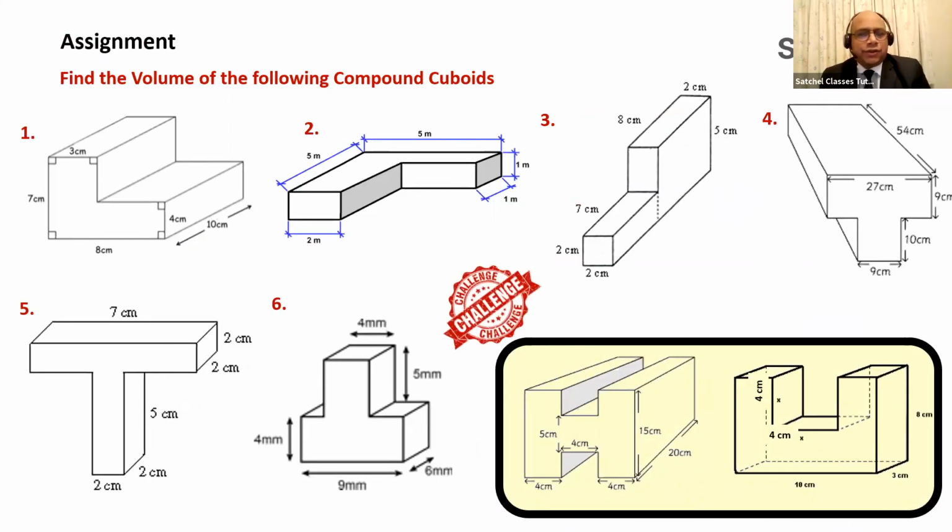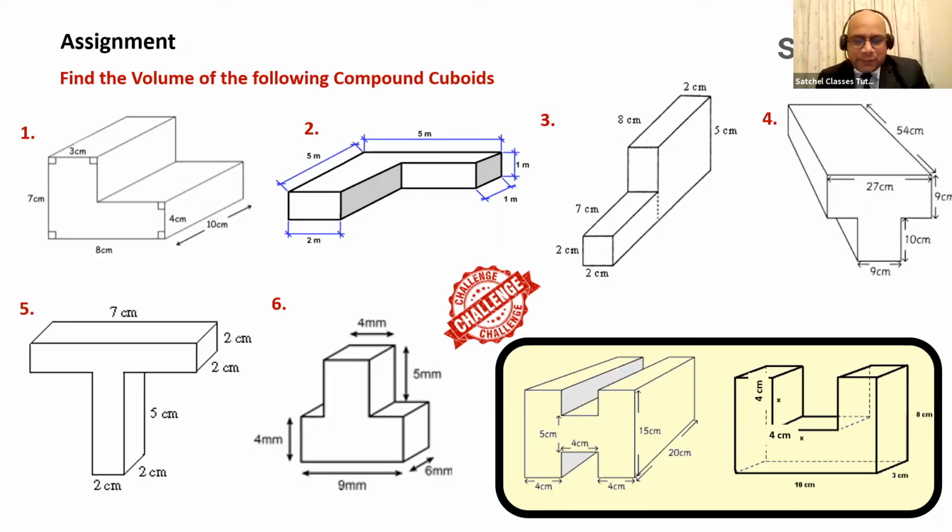There are 8 questions in all. The first 6 questions have compound cuboids which are made by joining two cuboids. And in the challenge question, we have the H and the U-shaped compound cuboids, which have been formed by joining 3 different cuboids. Let's see how many of you can get onto the challenge questions.